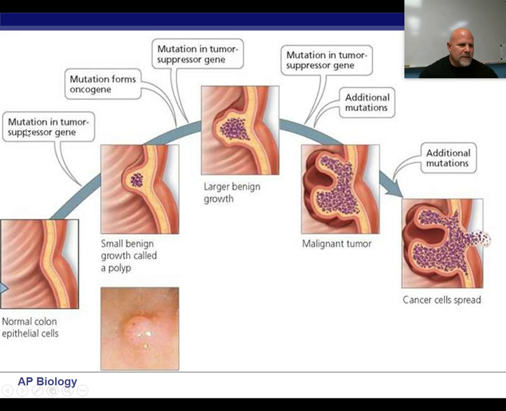You can see here it talks about mutations in tumor suppressor genes can start. Mutations in oncogenes can really promote the growth. More mutations in your tumor suppressors can cause even faster growth. You get additional mutations that are going to cause the cell to break free from its encapsulated state and start spreading to other parts of the body. So it's just a constant kind of continuation of mutations that causes this cancer to become more and more harmful.